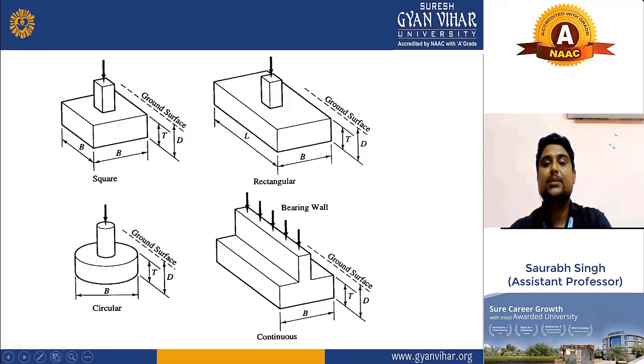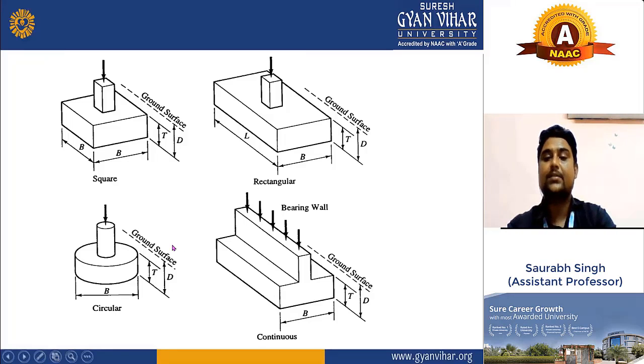GL means ground level. And you can also see circular footing here. This is your base, and this is your thickness, and this is your total depth. D means overall depth. We also denote overall depth by the D, as you can see here. And next one you can see, this is your continuous footing.